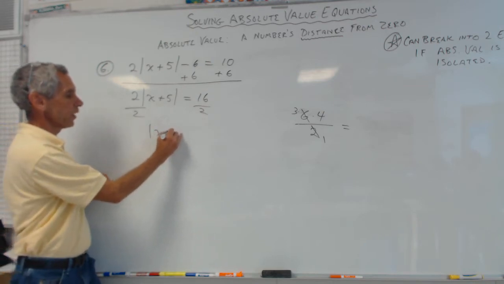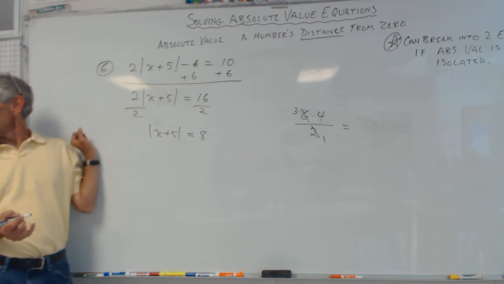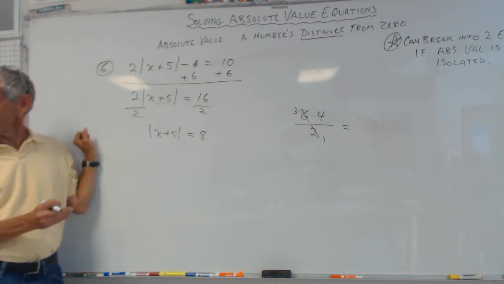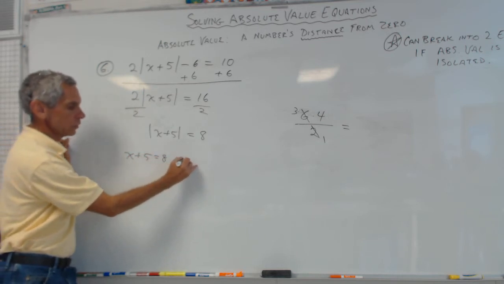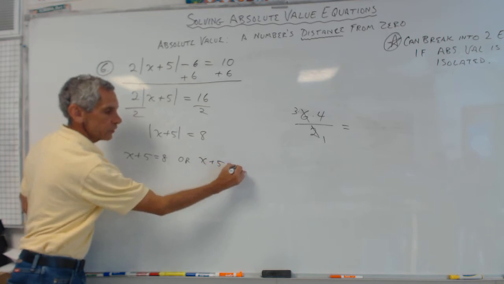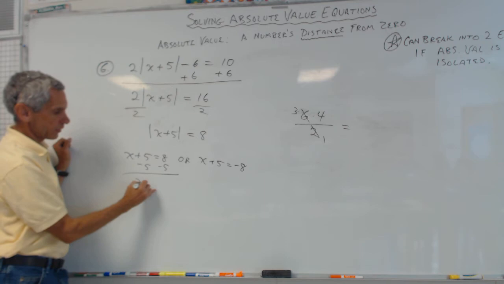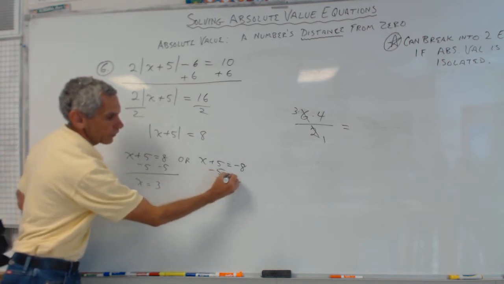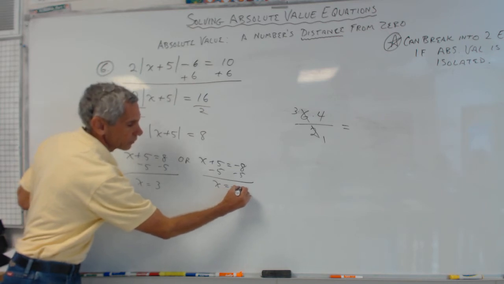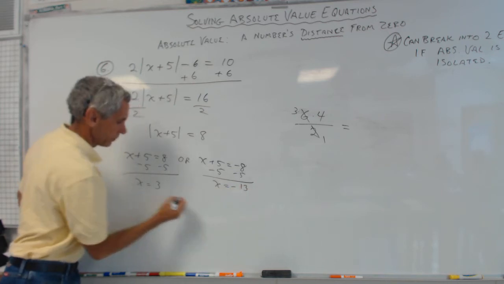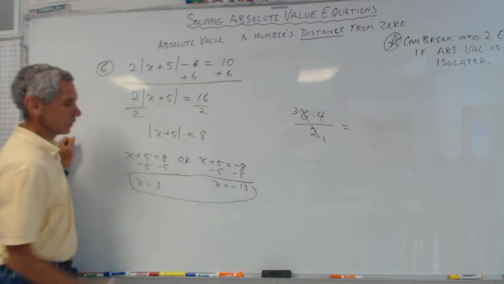That leaves me x plus 5 is equal to 8. Is it isolated? Yes. Can I break it into 2 equations now? X plus 5 is equal to 8, or x plus 5 is equal to negative 8. Subtract 5, subtract 5. X is equal to 3. Subtract 5, subtract 5. X is equal to negative 13, right? There's my answer. Okay?